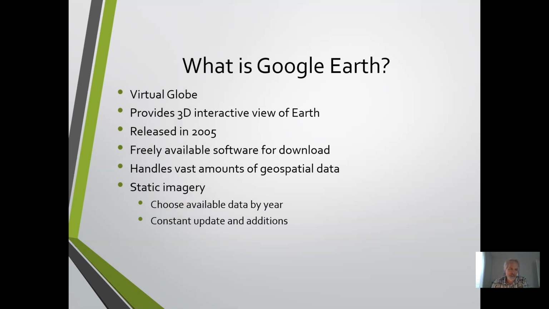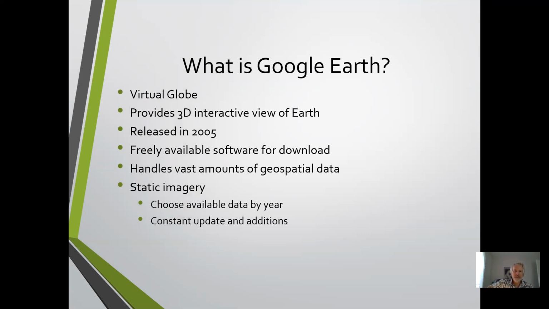But basically, instead of a map, it's what you call a virtual globe. So it is a true three-dimensional concept. It provides the user a 3D interactive view of the Earth, and so you can rotate it and move it and zoom in and out, those kinds of things. It was released in 2005. It was originally written by a group called Keyhole, I believe, and Google ended up buying them out, and then made it freely available software for download.